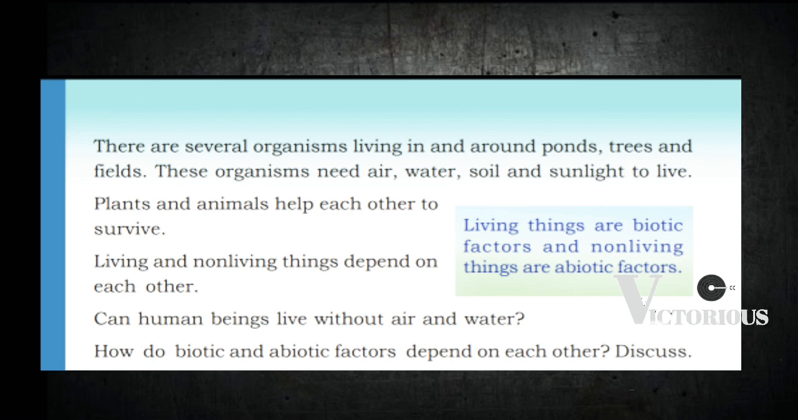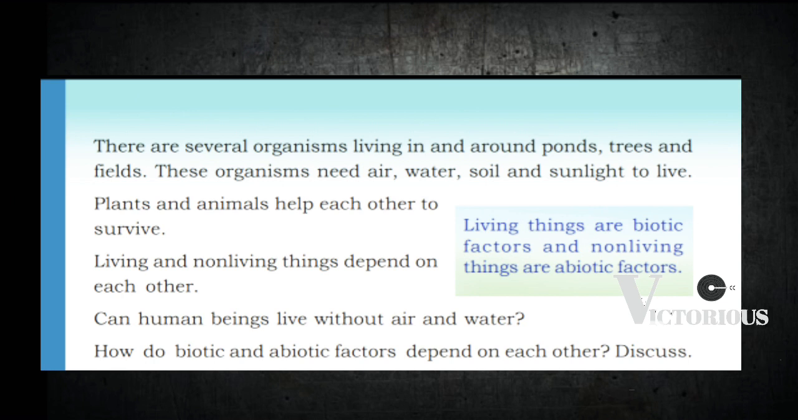So plants and animals help each other to survive. Living and non-living things depend on each other. A tree is a living thing, right? That's why the tree is growing. We plant a tree while it is very small, then after many days it grows up. So it is a living thing.